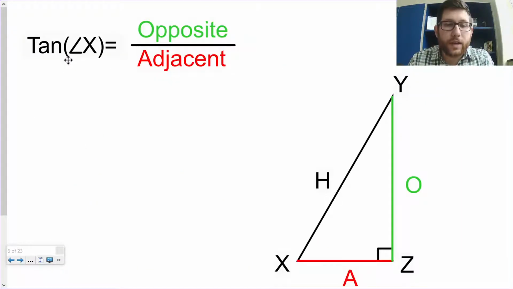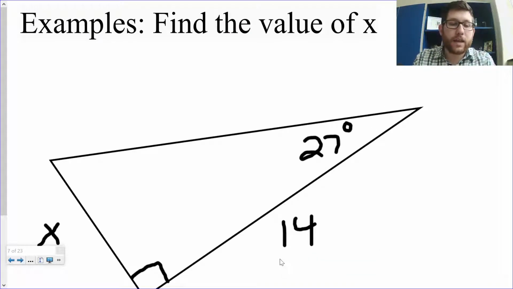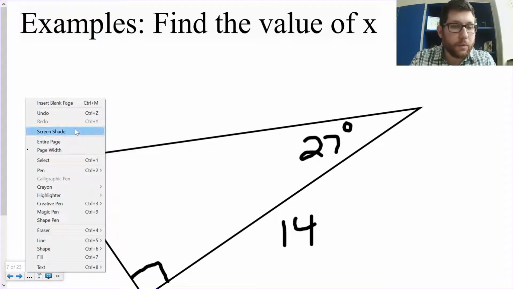How do we use tangent to solve for triangles? Remember that tangent, in this case we're talking about x, is the opposite side over the adjacent, where O is opposite the angle I'm talking about. Let's look at this example. They ask you to solve for the value of x. We're going to start by labeling our sides. That's going to be the number one place to go.